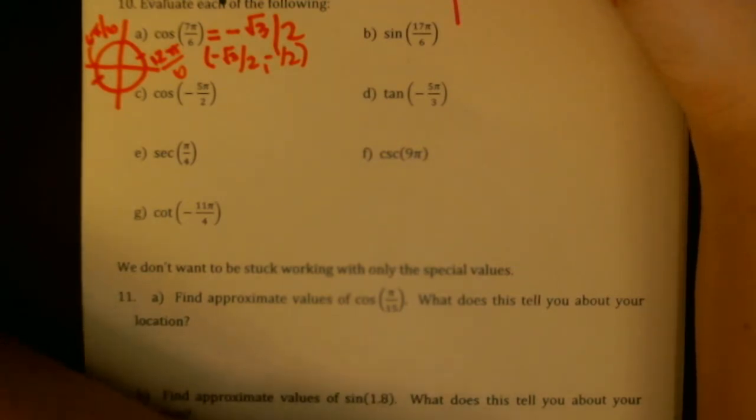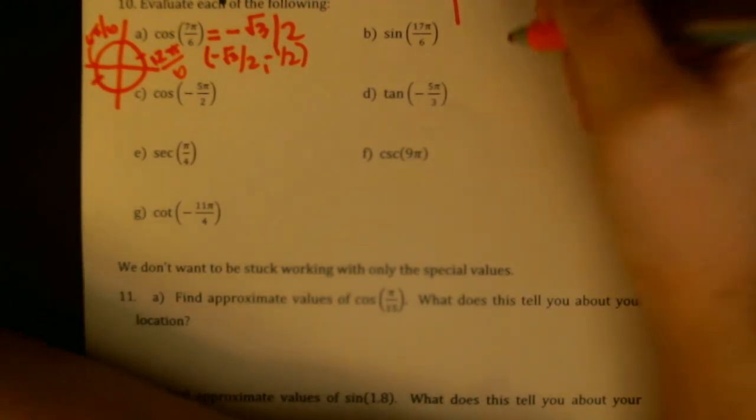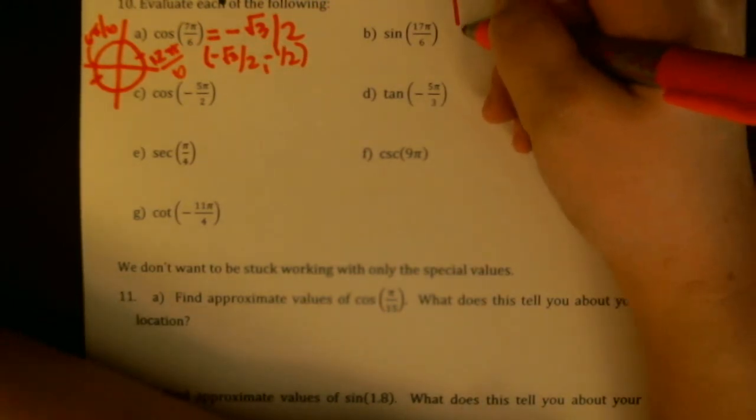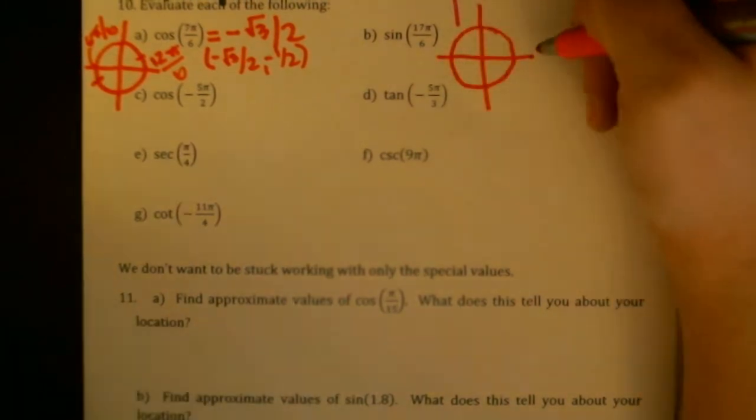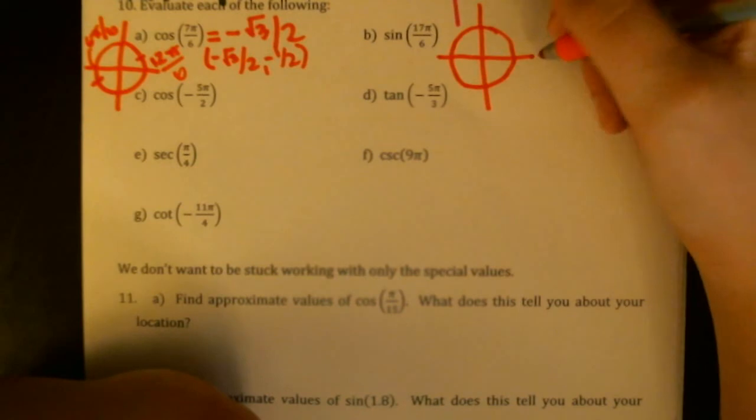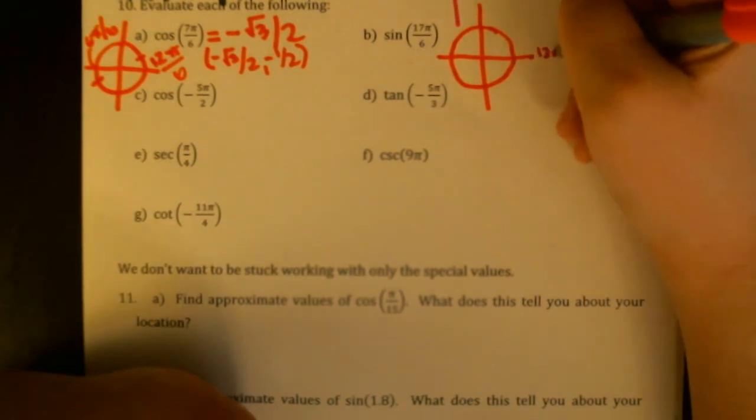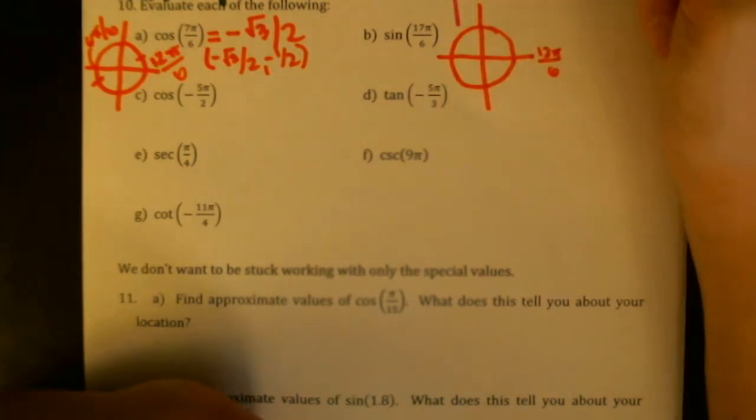Okay, 17 pi over 6. All right, we're already on this pi over 6 kick, so let's go for this. 17 pi over 6 is more than once around. We've already said that 12 pi over 6 is the same as 2 pi, so 12 pi over 6 would land you right here.